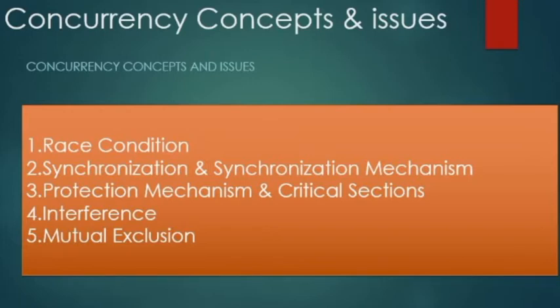So there are 5 main concepts of concurrency. The first one is race condition. The second one is synchronization and synchronization mechanism. Third, protection mechanism and critical sections. Fourth, interference. Fifth, and the final one, is mutual exclusion.